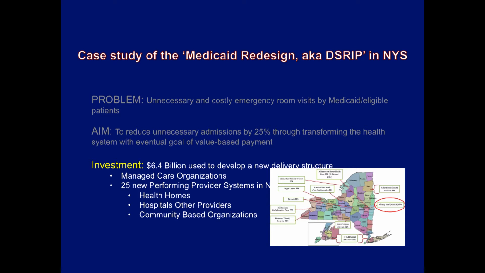Each of the 25 PPSs will receive the money, and their job is to do the projects. Their job is to do the projects to reduce health disparities in some of these areas. So hospitals, some health homes, hospitals and other providers will receive the money, and community-based organizations will also receive some of the money.